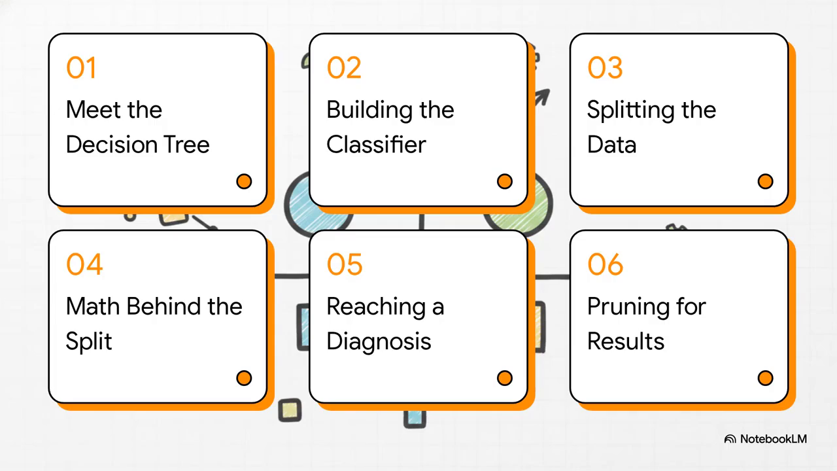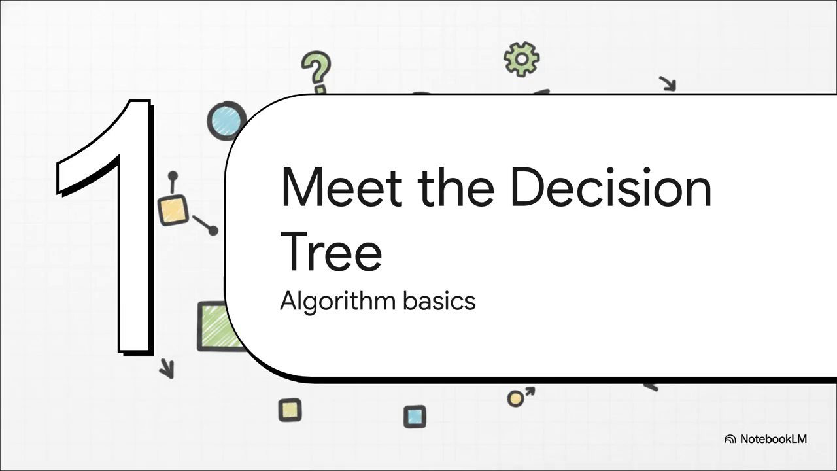Here's our roadmap for today. 1. Meet the decision tree. 2. Building the patient classifier. 3. Splitting the data. 4. The math behind the split. 5. Reaching a diagnosis. And finally, 6. Pruning for better results.